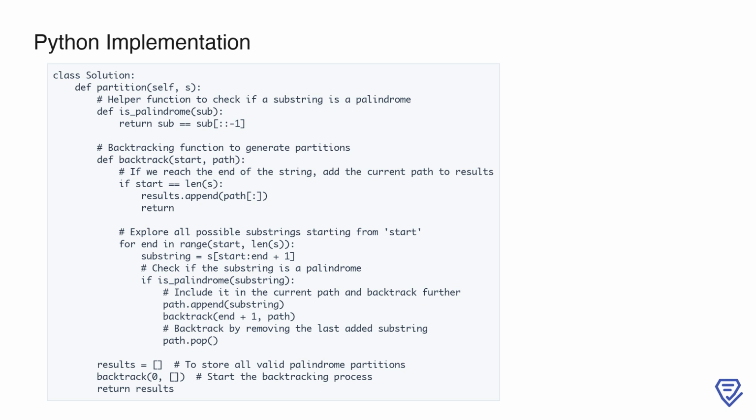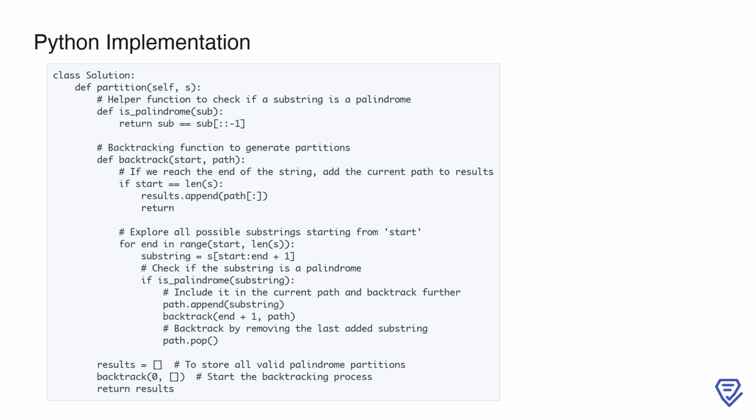It takes two arguments, start, which represents the starting index of the current substring being considered, and path, which tracks the current list of substrings forming a valid partition. If start reaches the end of the string, it means a valid partition has been found, so we append a copy of path to the results list.